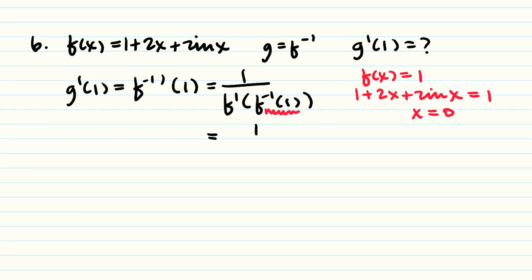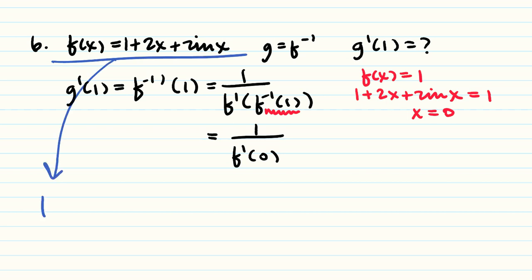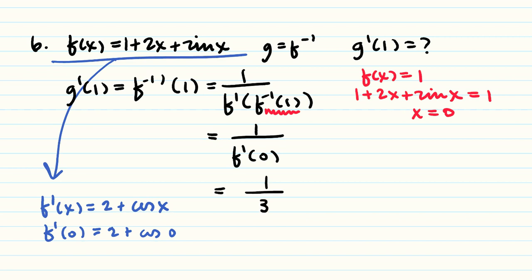So this is 1 over f prime of 0. But now this shouldn't be too hard to find, because my job is to just go over here and take the derivative of f, 0 plus 2 plus cosine x. f prime of 0 is 2 plus the cosine of 0. And so that's 1 over 3.